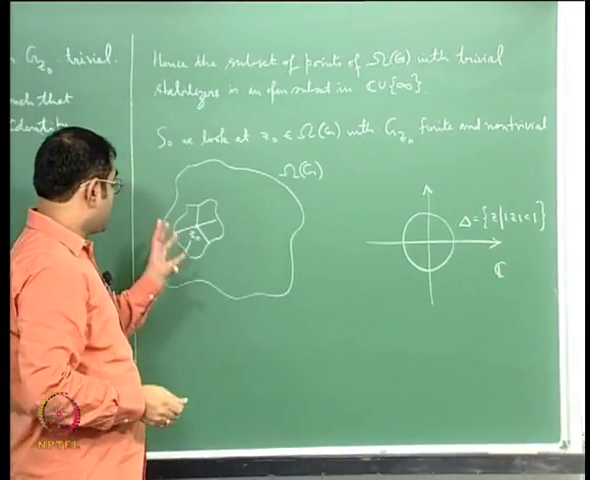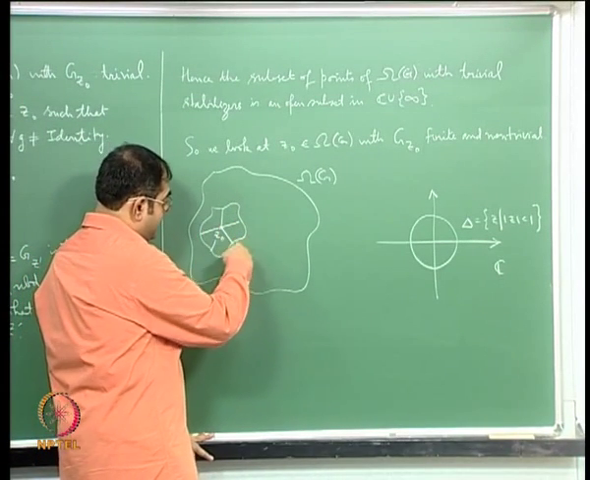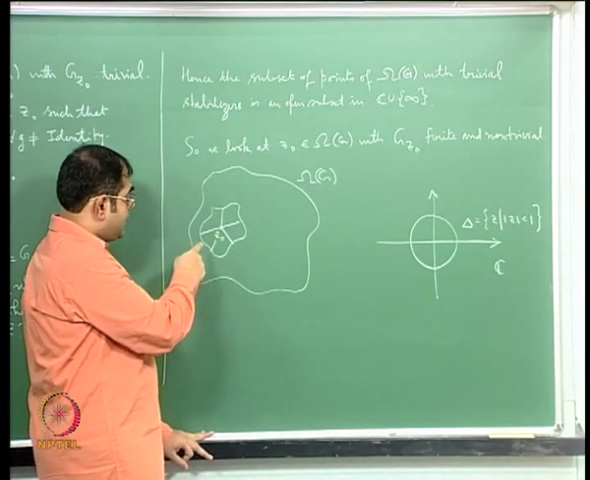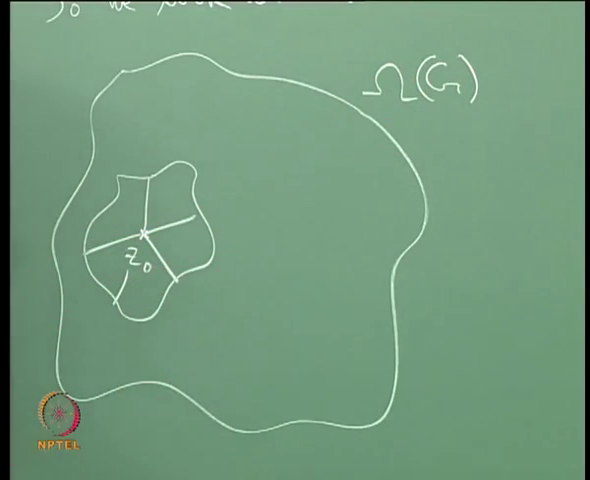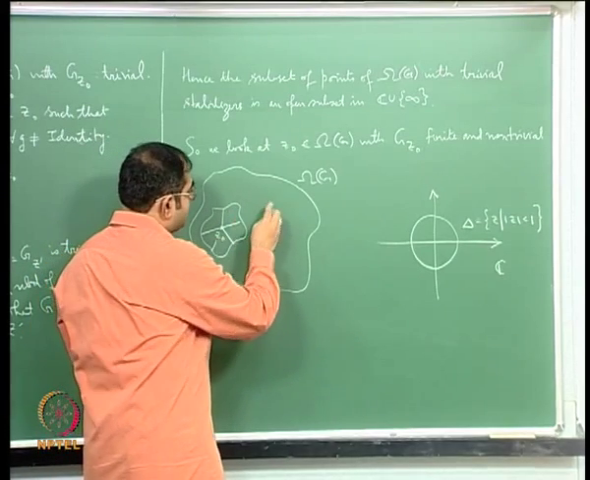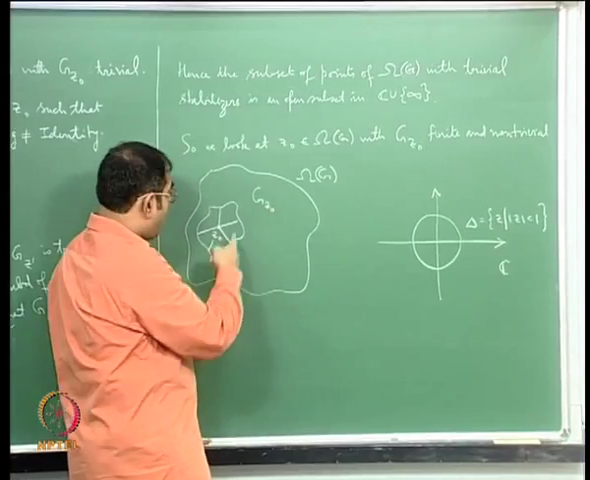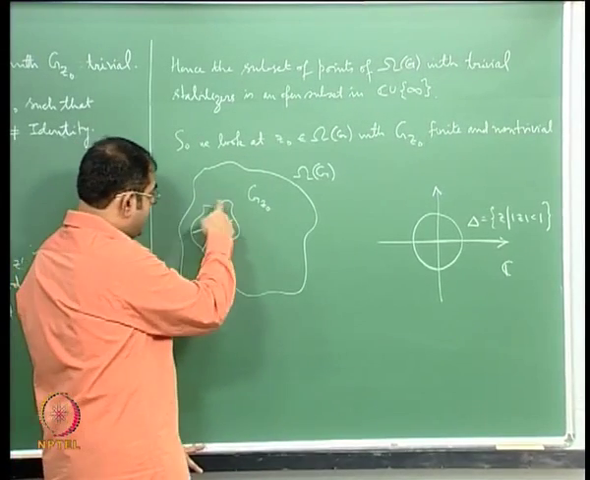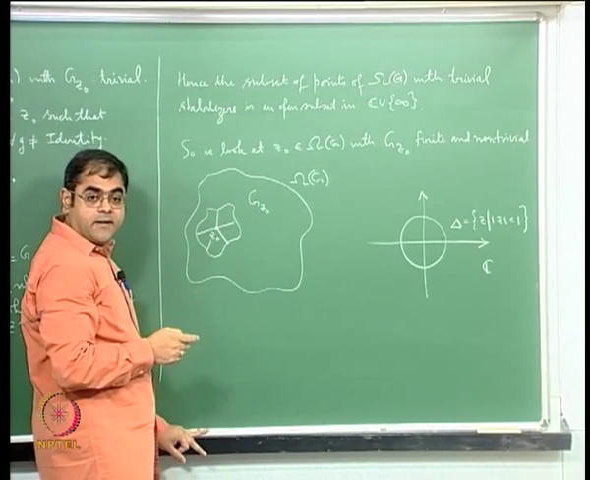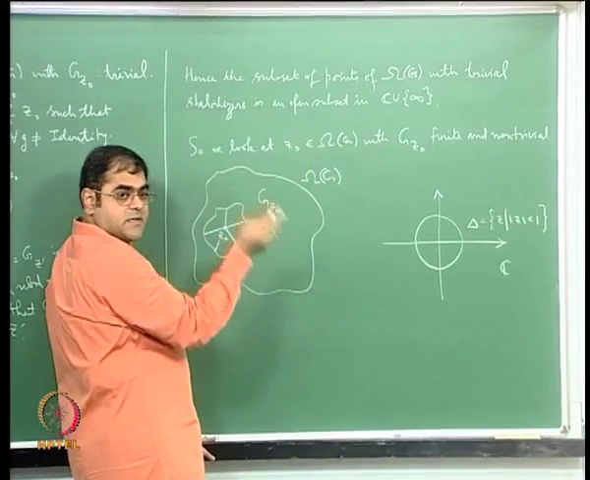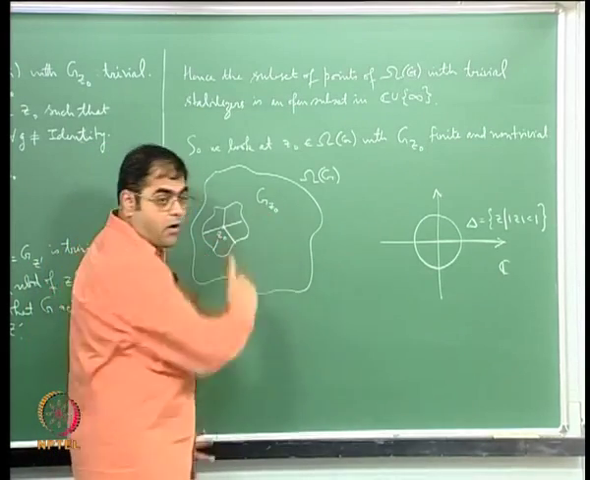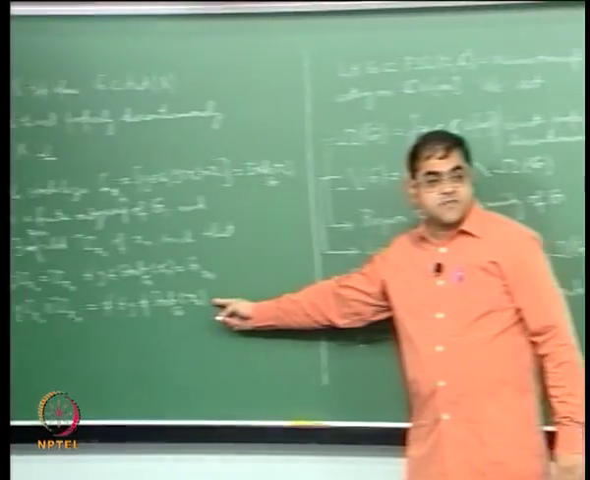So what I am going to show is that there is a neighborhood of z0 which is contained in omega of g, or let us not even say that for the moment, a neighborhood of z0 which looks like a disk. It is going to be fixed by g sub z0, this finite group, and it is going to be moved completely away by elements of the group which do not fix z0. Already such a neighborhood, this u z0, is available.